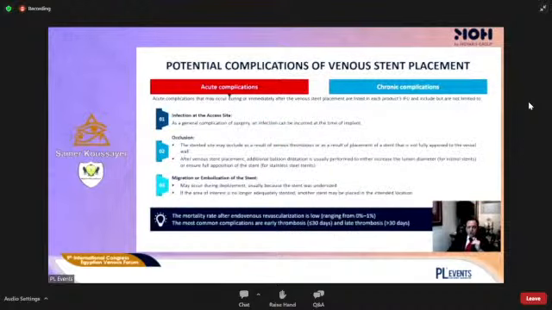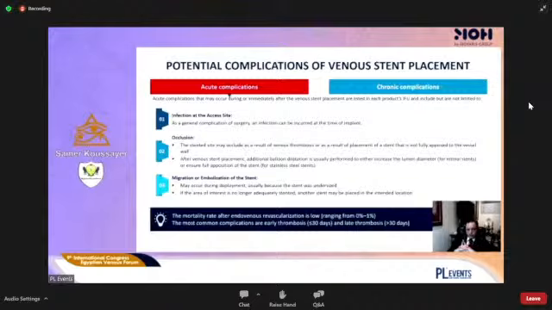The potential complications of venous stent: you have acute complications which may occur during or immediately after the venous stent replacement, like infection at the access site, or occlusion as a result of venous thrombosis, or as a result of placing a stent that's not fully apposed to the vessel wall or not fully expanded, or it could happen after venous stent placement. Additional dilatation is usually performed to be sure that the stent is completely open for a nitinol stent, or to ensure apposition of the stent if you use a stainless steel stent. Migration or embolization of the stent happens if you undersize the stent.